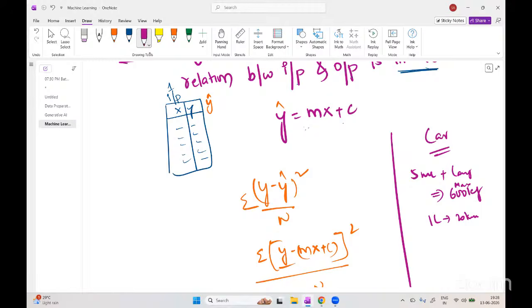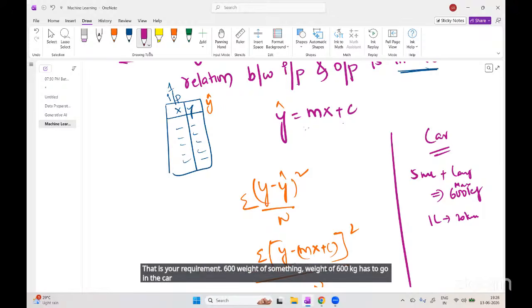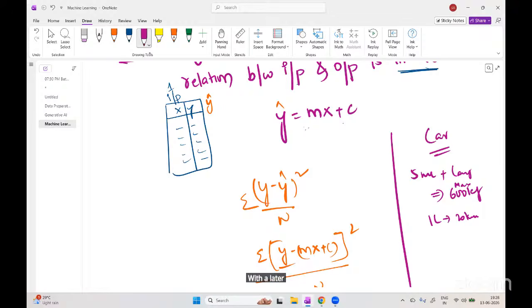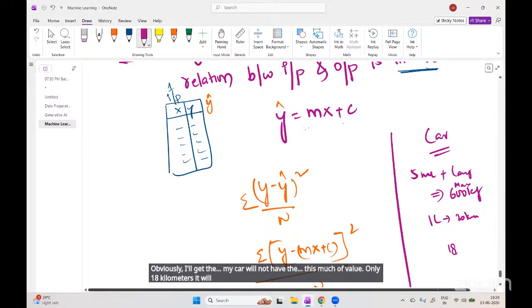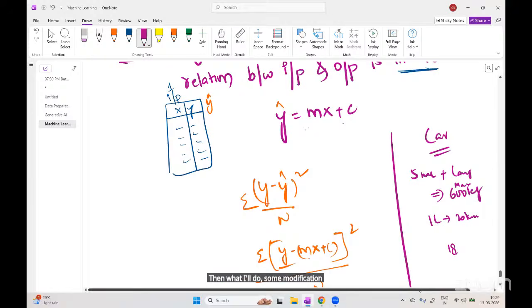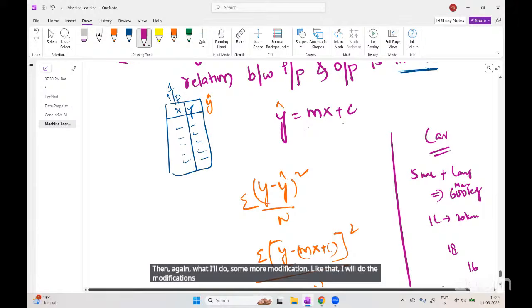That is your requirement: a weight of 600 kgs has to go in the car with a mileage of 20 kilometers per liter. So this is my requirement. For this requirement, I'll start designing. Obviously, my car will not have this much value; only 18 kilometers it will give. Then I'll make some modification. After that modification it gives only 16. Then again I'll make some more modification. Like that, I will do the modifications. Finally, I will reach my goal. Whatever the goal is, I have to achieve that goal.